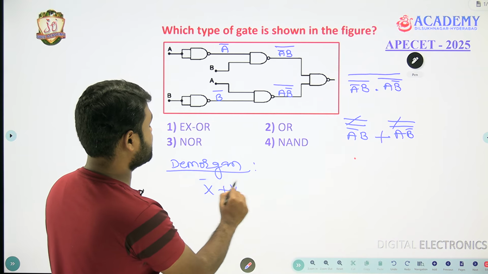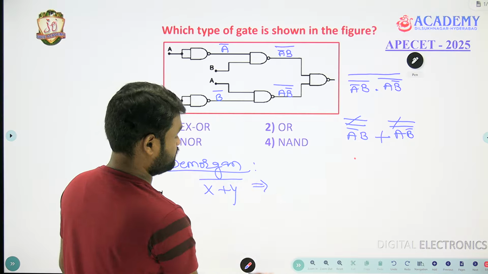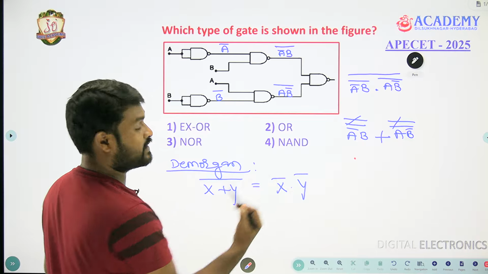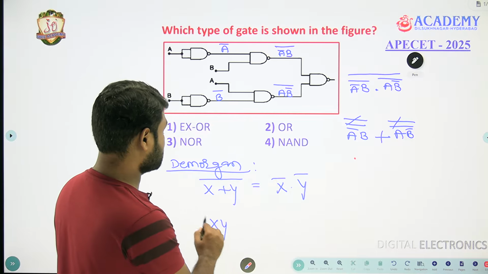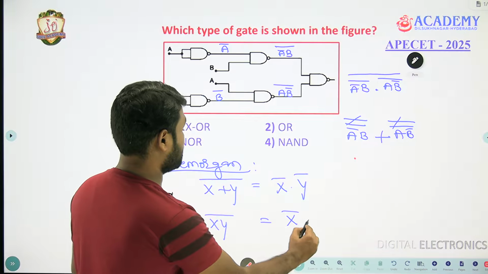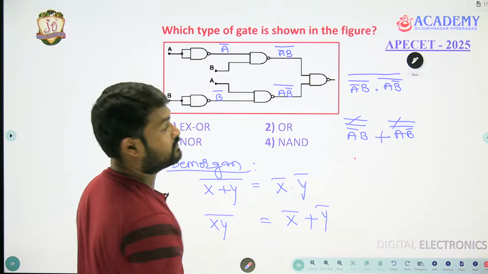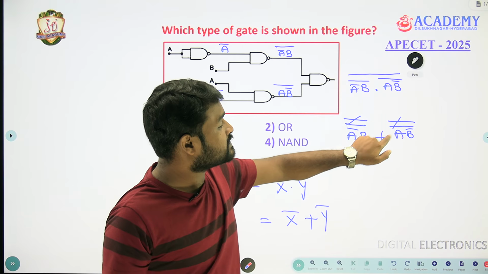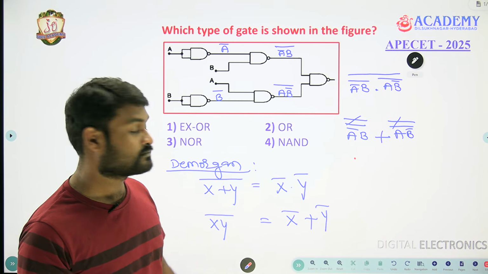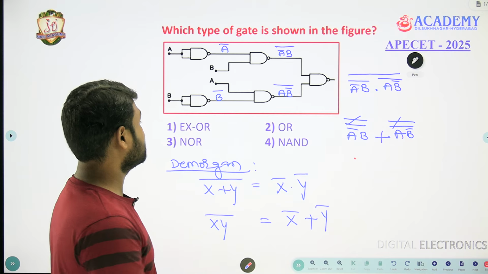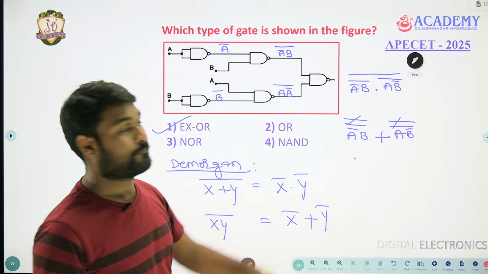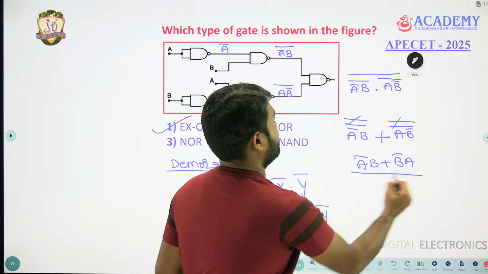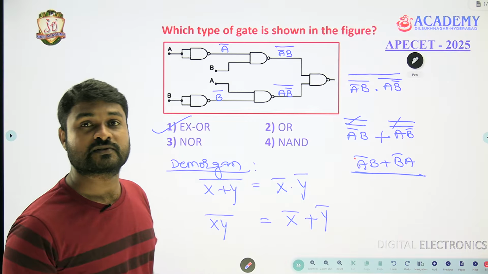X plus Y whole bar is there. If you want to split it, that will become X bar dot Y bar. So this plus becomes dot. If you have X Y whole bar, if you want to write it, X bar, dot will become plus, X bar dot Y bar. That's it. Here X dot Y whole bar is there, that's why I did X bar plus Y bar. One thing I applied, this I got. So the answer is XOR gate, A bar B plus B bar A, which is the XOR gate output between two inputs, A comma B.